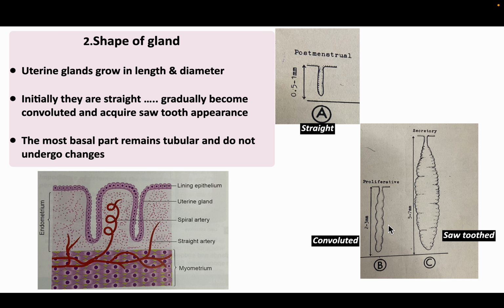Gradually they become convoluted. You can see the convolution. Then the sawtooth appearance happens. The most basal part remains tubular and does not undergo changes. So these are the changes happening in the shape of the gland.